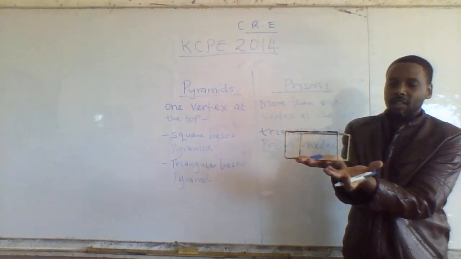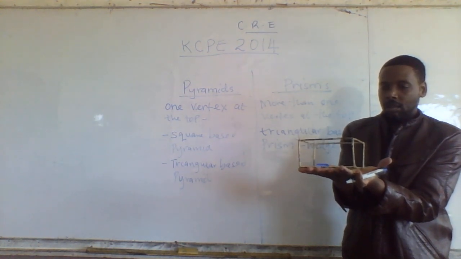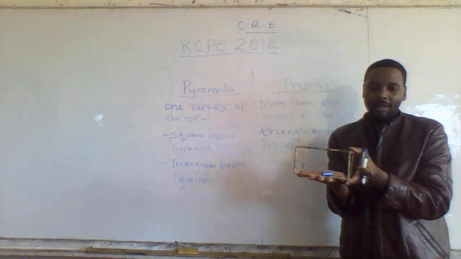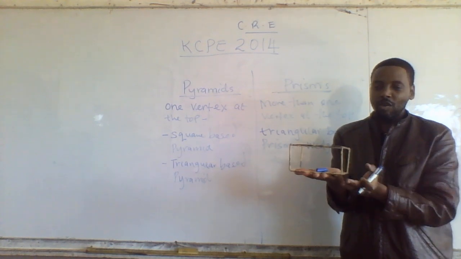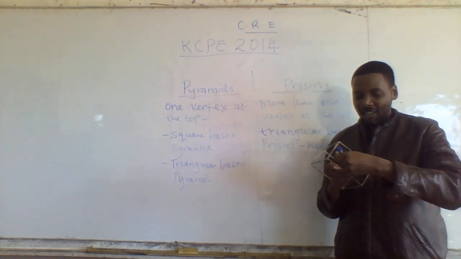Now let's look at that. I've placed it. What is at the bottom here? Square. Is it a square really? I don't want to call it a square because not all sides are the same. So this will be a rectangular based what?